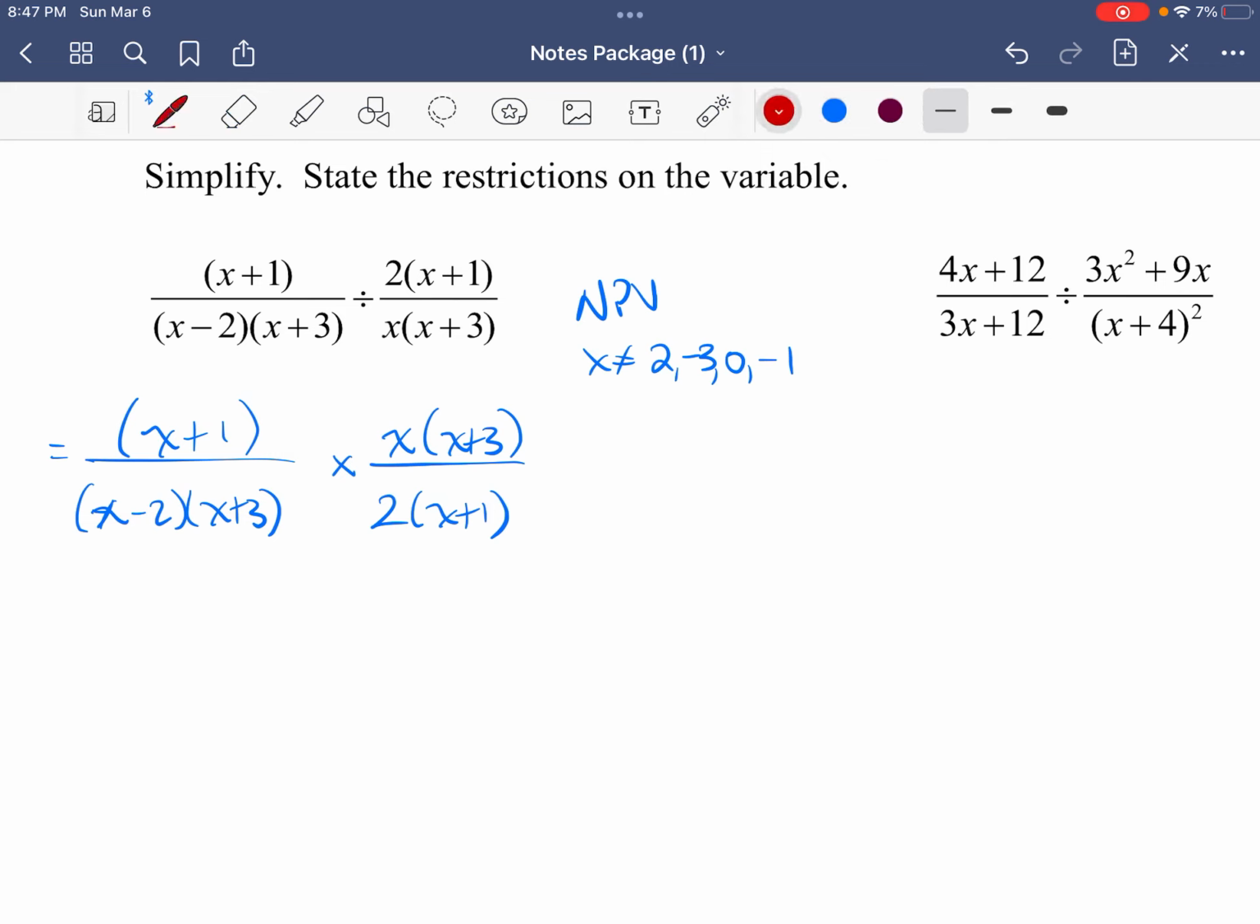Okay, let's do some slashing and dashing. So the x plus 1, x plus 1, x plus 3, x plus 3. And I think that's it. So we're left with x in the numerator and then 2x minus 2 in the denominator.